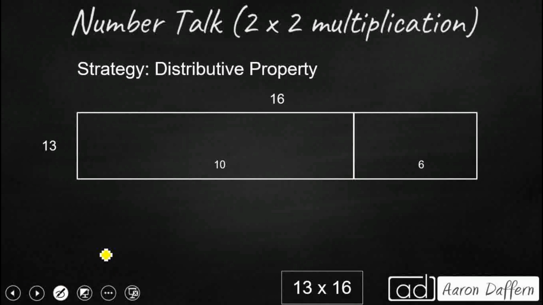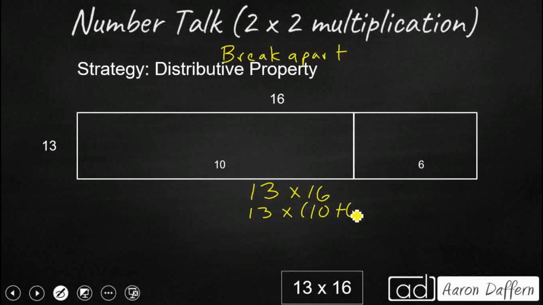So the first thing we could have done is use the distributive property. And the distributive property lets us break apart. So this is the breaking apart property. We're going to break apart one of our factors. In this case, we're going to take our 16, we're going to break it up using place value. We're going to say that 16 is really a 10 plus 6. And then what we do is we distribute that 13 and multiply it by both addends to get partial products. So we're just going to do two smaller multiplication problems.